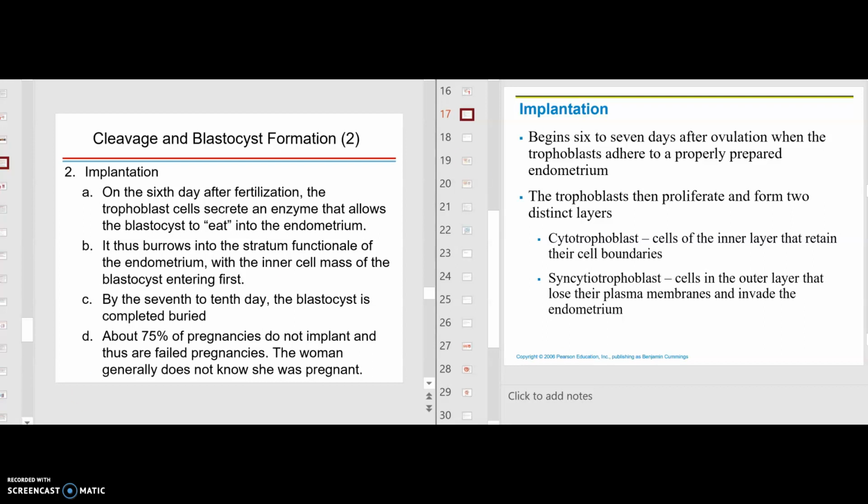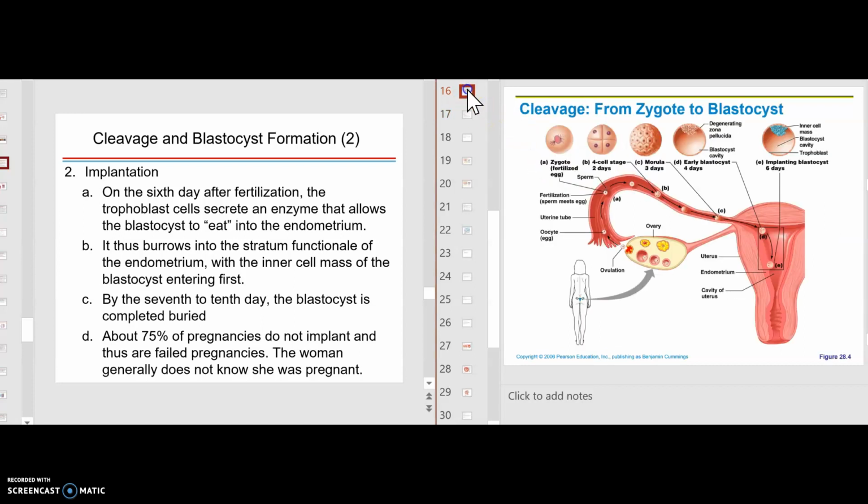Okay, class, we're going to start talking about implantation. Implantation is when the blastocyst enters into and burrows in the endometrium stratum functionale of the uterine wall. So let's go back for a moment and review. We started out with sperm meeting egg, fertilization, zygote.